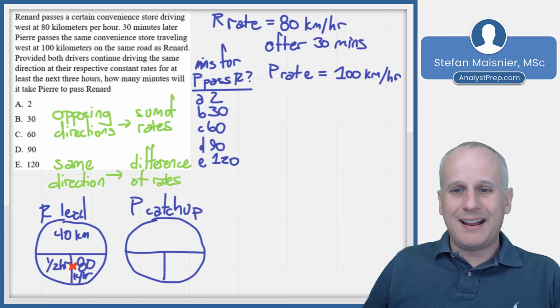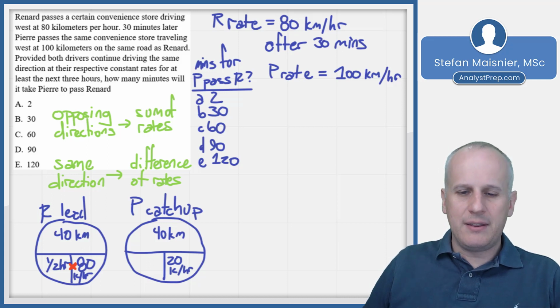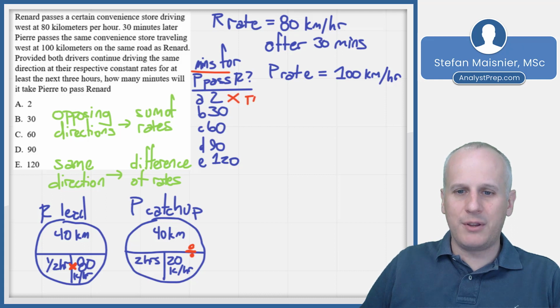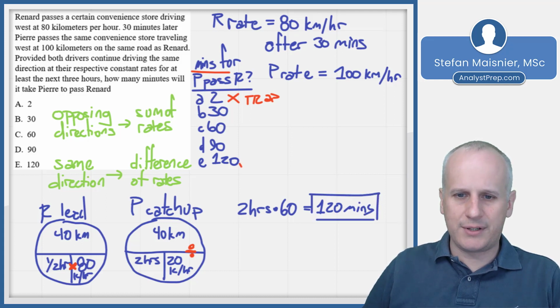So Pierre has to make up those 40 kilometers, and he does so at a rate of 20 kilometers per hour. So that means we just take the 40 kilometers and divide by the 20 kilometers per hour, and we find that it's going to take 2 hours for Pierre to catch up. Now, of course, we're looking for minutes, so we've got to make sure we avoid the trap up here of 2. But when we convert 2 hours times 60 is going to be 120 minutes, we determine that our correct answer should be choice E.